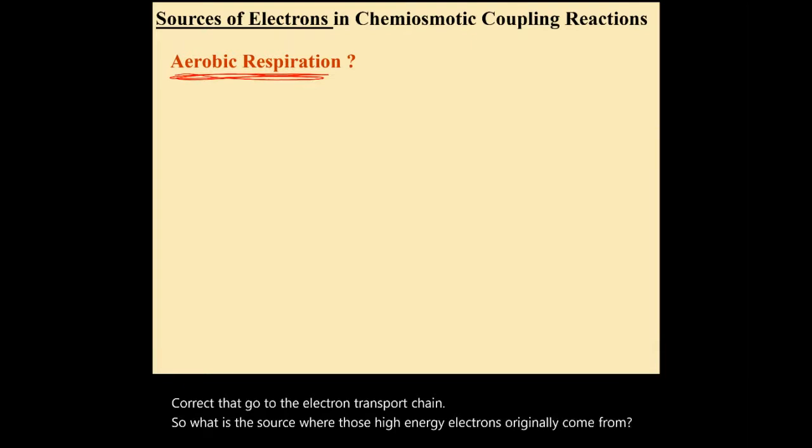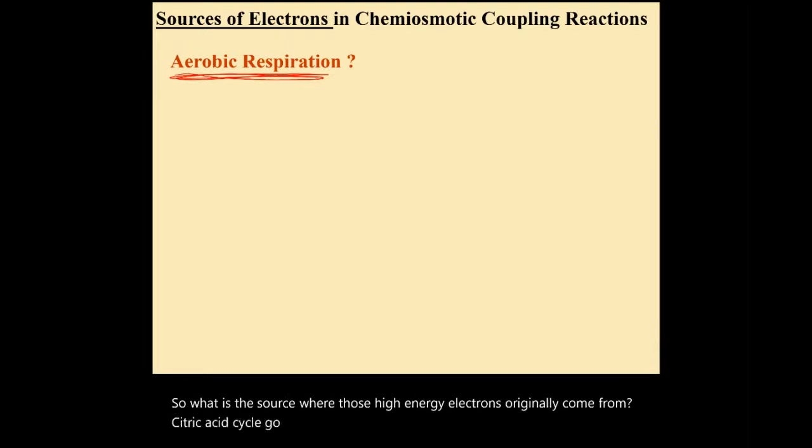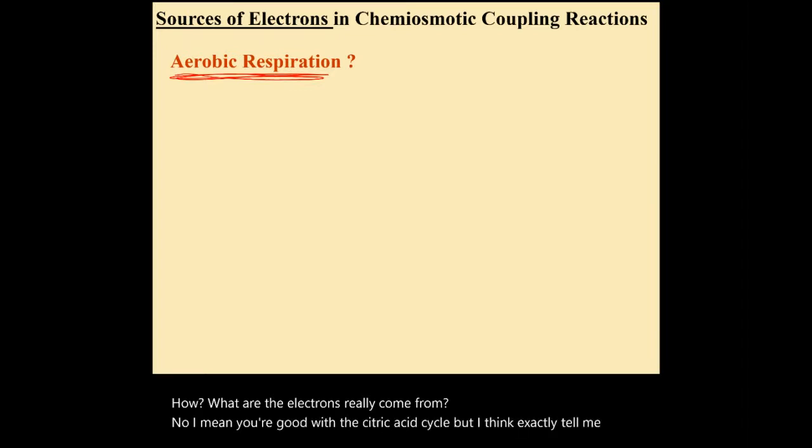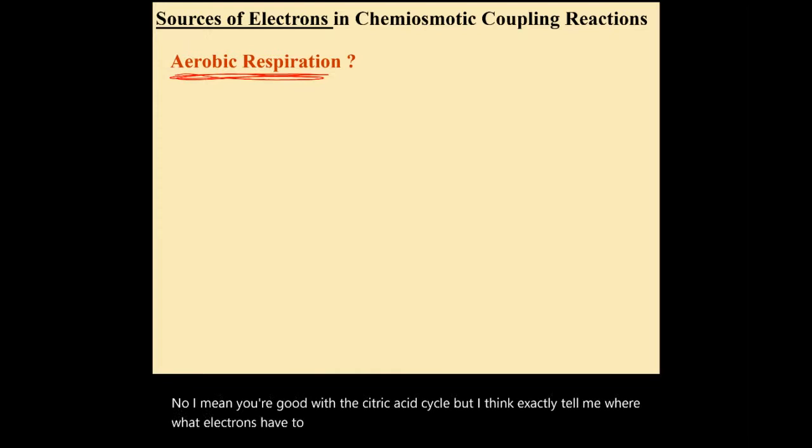Citric acid cycle. Good, we're getting warm. What's happening in the citric acid cycle though? Where do the electrons really come from? You're good with the citric acid cycle, but electrons have to come from some kind of matter. Electrons are matter. They have to come from somebody.